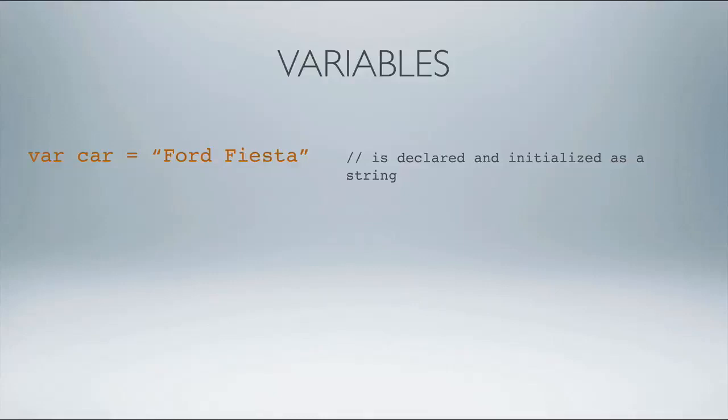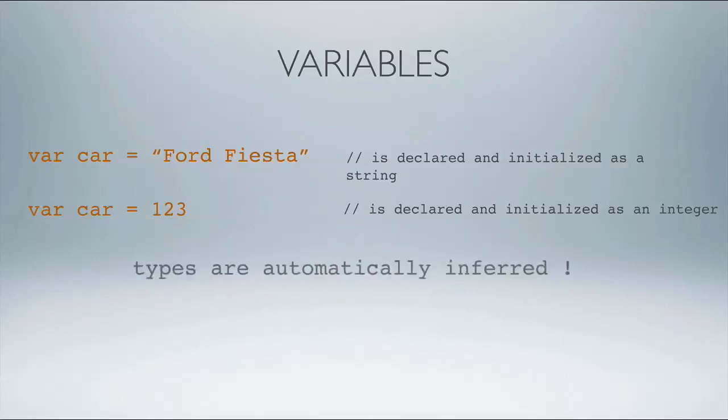But if we wrote var car equals 123, the variable car will hold an integer, therefore its type will be integer. A big difference between Swift and Objective-C and many other languages is that Swift doesn't need to define the type of a variable at the moment of its declaration. The type is automatically inferred when a value is assigned to the variable. This makes things a lot simpler.